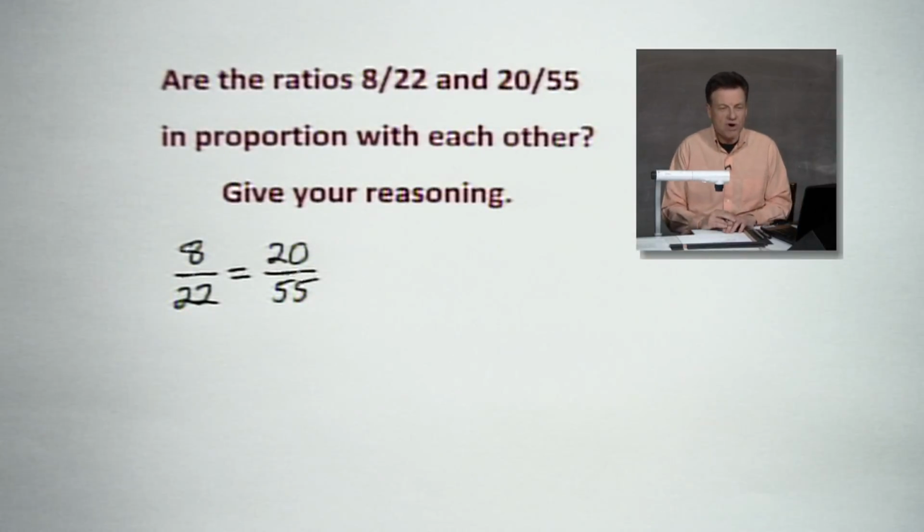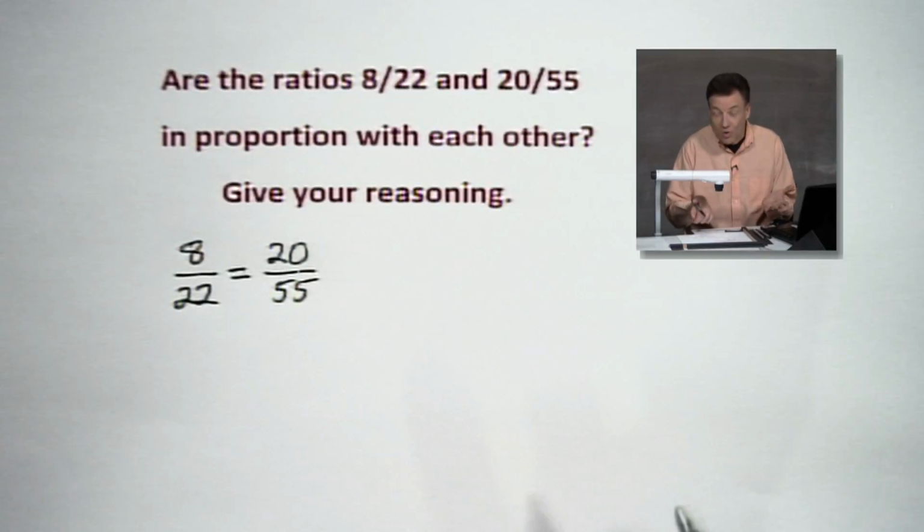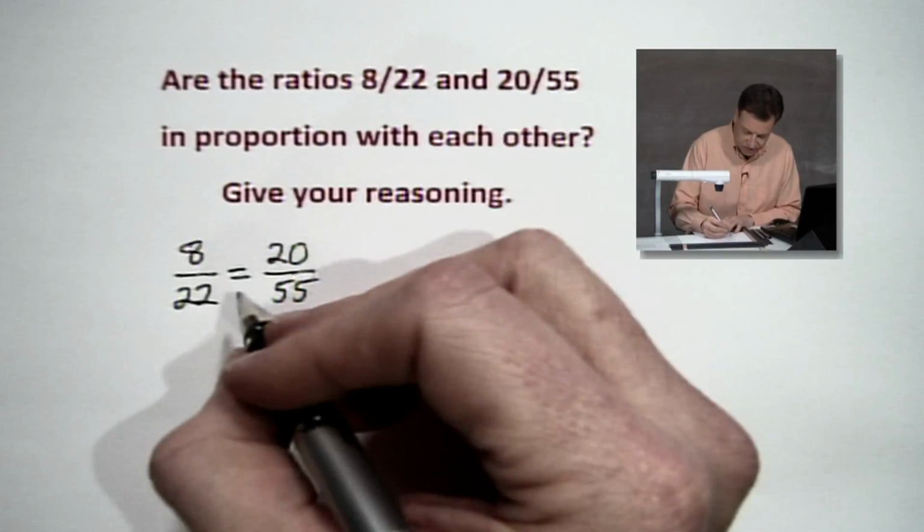Well, we're going to cross multiply. And if these two numbers, the cross products, are the same, then we've got a true proportion here. If they aren't proportional, we just say they aren't. This is basically a yes or no with a reason, an explanation. So we're going to check it out. We're going to cross multiply.